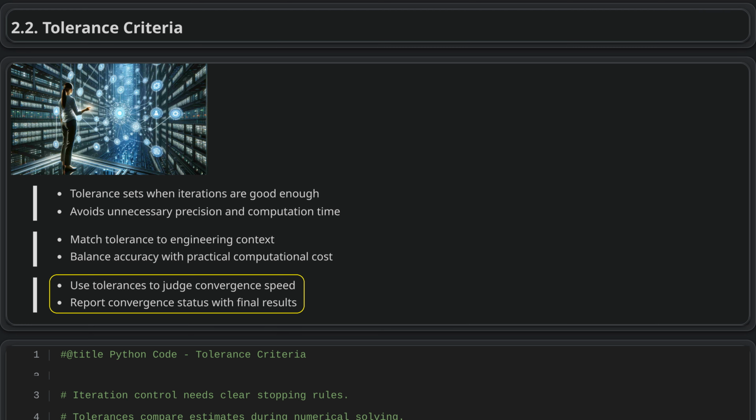Tolerance criteria help judge whether an iterative method has converged reliably, especially when there is also a limit on the number of iterations. If the tolerance is met quickly, the method is likely working efficiently for that problem and starting point. If it is not met before the iteration limit, the result should be treated cautiously because the tolerance may be too strict or the initial guess may be poor. Reporting whether convergence occurred is therefore both a stopping rule and a quality check for tools such as pipe diameter design calculations.